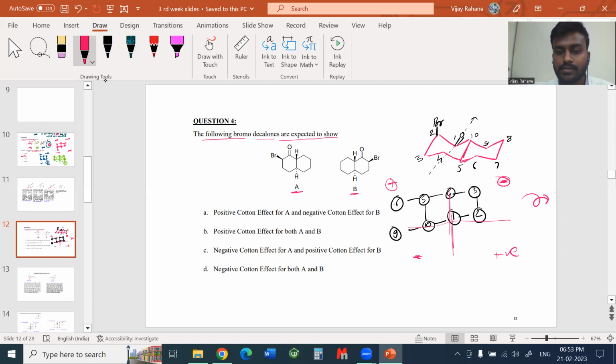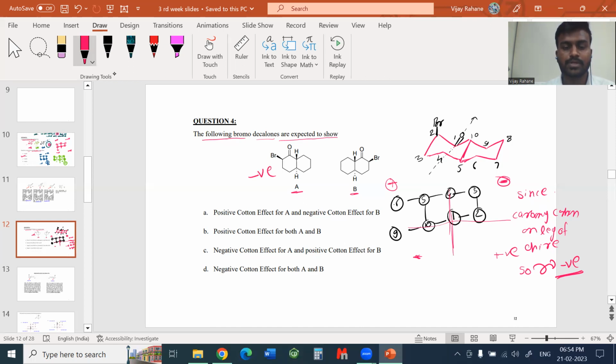By this we can see it shows a positive Cotton effect, right? But since the carbonyl carbon is on the leg of the chair, we need to alter, change it. So it's negative. So this shows a negative Cotton effect.